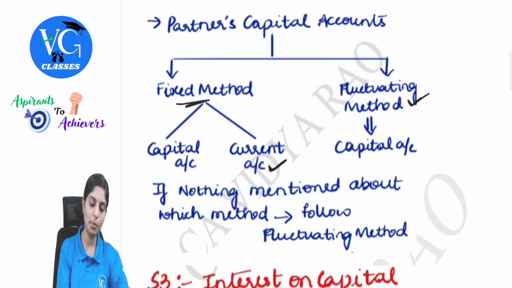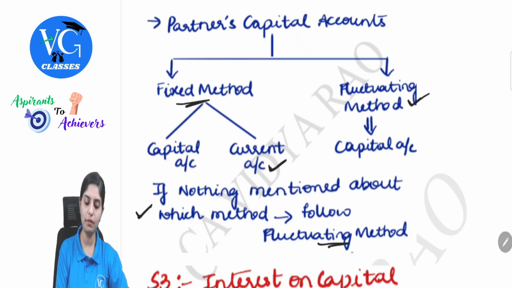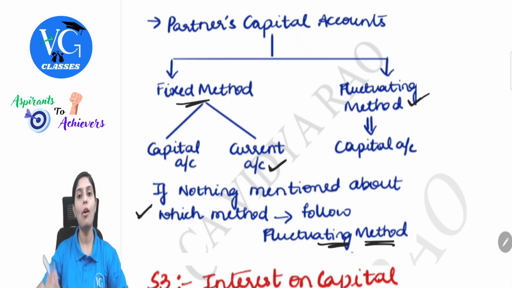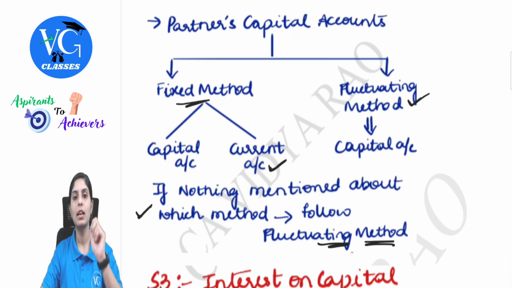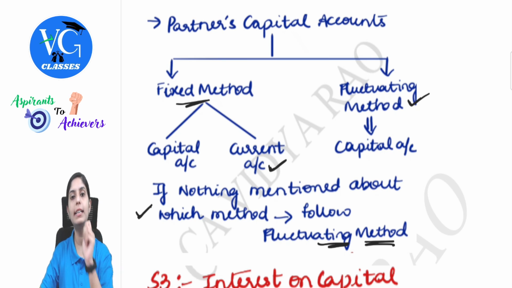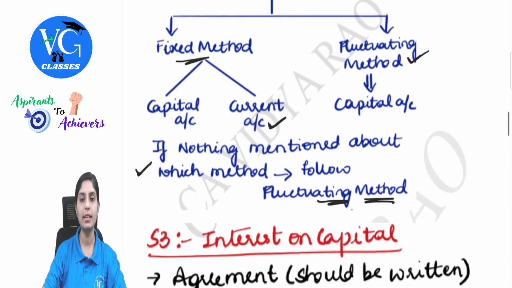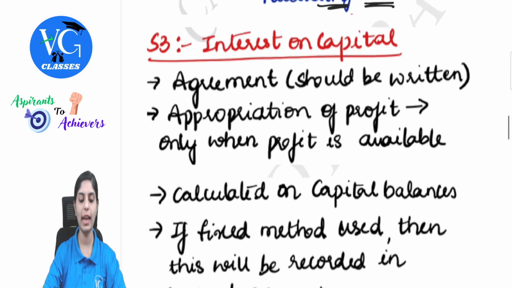If nothing is mentioned in the question about which method, or any particular situation, we will understand this to be the fluctuating method and record all the transactions in the capital account itself. If the question specifies the capital is maintained as per the fixed method, then all the transactions apart from additional capital introduction or withdrawal will have to be recorded in a separate account called the partners' current account. Clear? Yes.